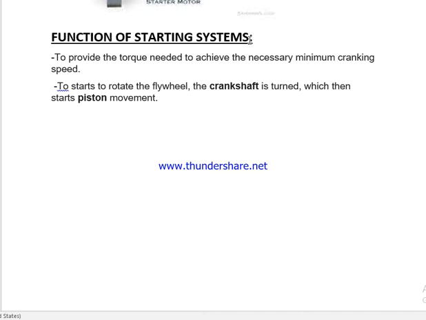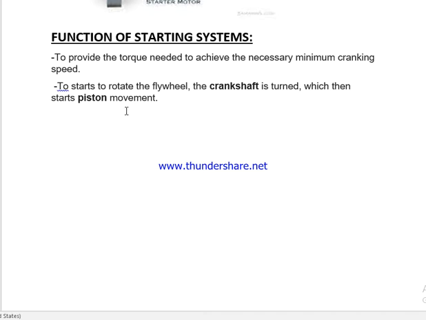The function of the starting system is to provide the torque needed to achieve the necessary minimum cranking speed. That is the first function of the starting system. It provides the torque needed for cranking the engine, not more or higher than needed, no unnecessary torque. It provides the torque needed to achieve the necessary minimum cranking speed. I think it's easy to understand.